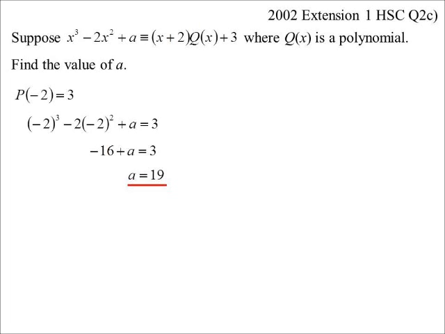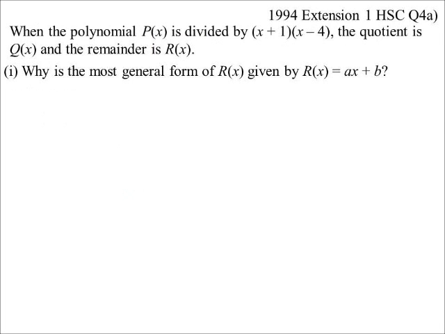All right. What about this one? A polynomial is divided by x plus 1, x minus 4. The quotient is q(x). The remainder is r(x). Why is the most general form of r(x) given by ax plus b? Ooh, questions where we have to give word answers. What do I think this is? English? Well, what do we say? Why is the most general form ax plus b?